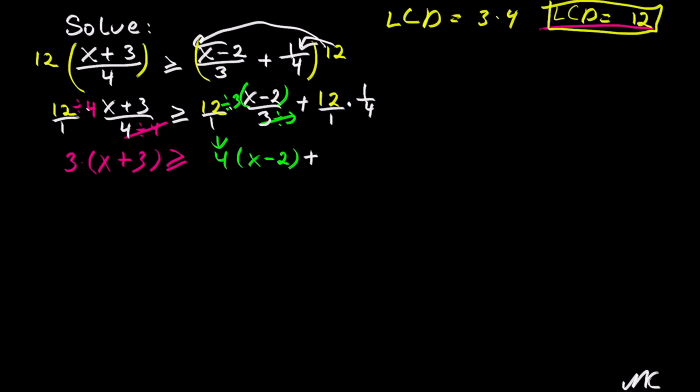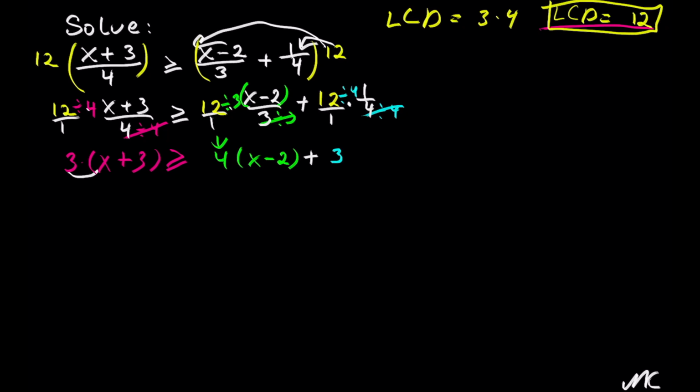In the last fraction, 12 and 4 can be reduced by 4. So 4 and 4 will cancel. 12 divided by 4 is 3. So our simplified inequality becomes 3 times x plus 3 is greater than or equal to 4 times x minus 2 plus 3. And from here, we can just proceed to solve our inequality.